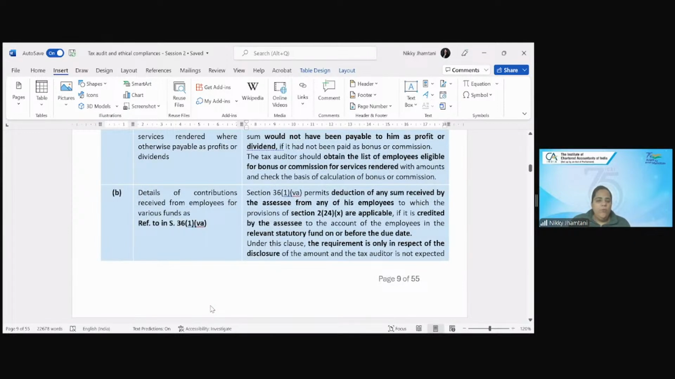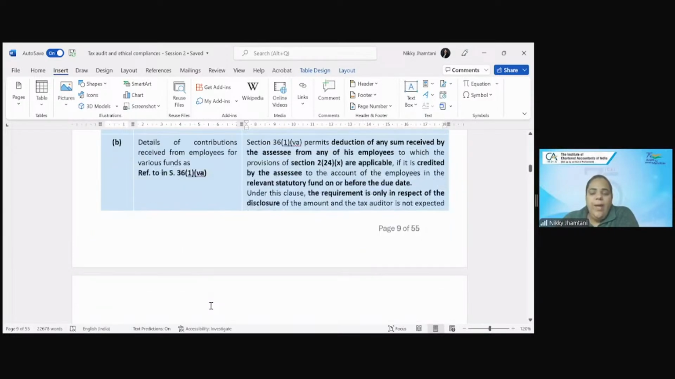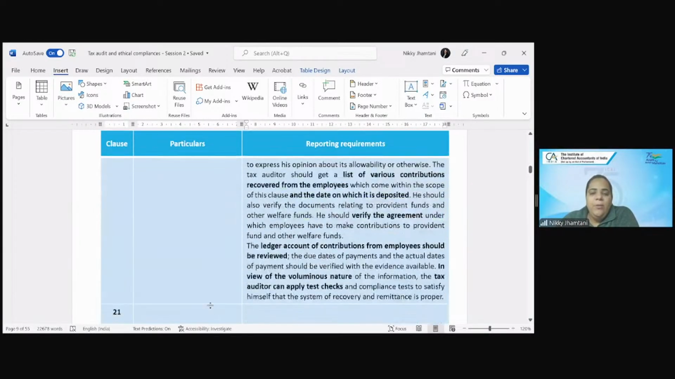Details of contributions received from employees for various funds, with reference to section 36(1)(va). So section 36(1)(va) permits deduction of any sum received by the assessee from any of his employees to which the provisions of section 2(24)(x) are applicable if it is credited by the assessee to the account of the employees in the relevant statutory fund on or before the due date. Under this clause, the requirement is only in respect of the disclosure of the amount, and the tax auditor is not expected to express his opinion about its allowability or otherwise.